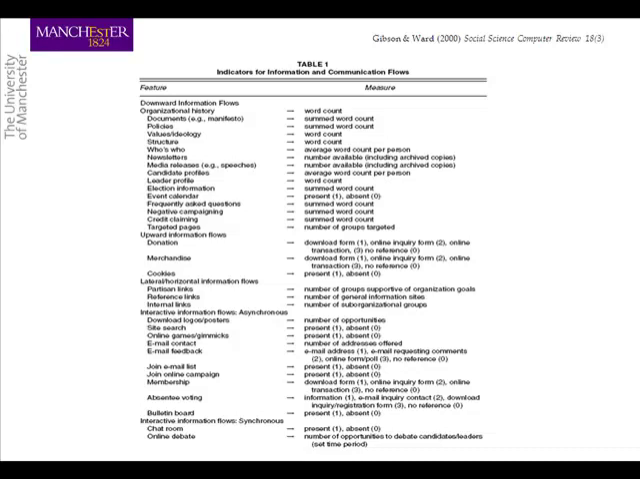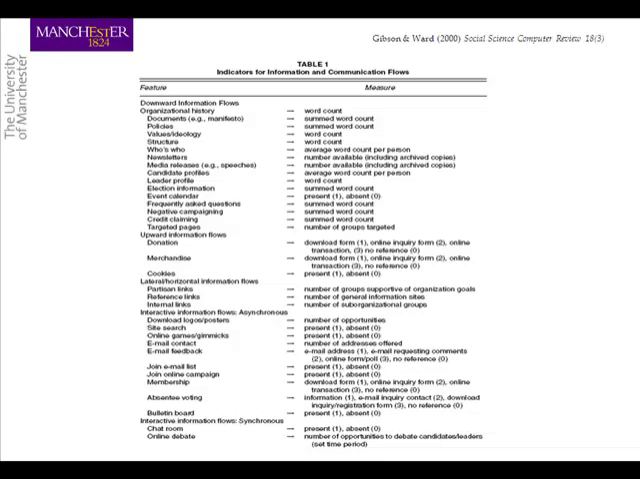And then finally you've got this interactive flow, which can be asynchronous, meaning that you send some information off and then it comes back to you at a later point. So email is a good example of that. And you could code that and you could say, well, how many email addresses are offered? And then in addition, you've got this more interactive information flow, which is synchronous. So this is when it's in real time. So this is something like, do they have a chat room?